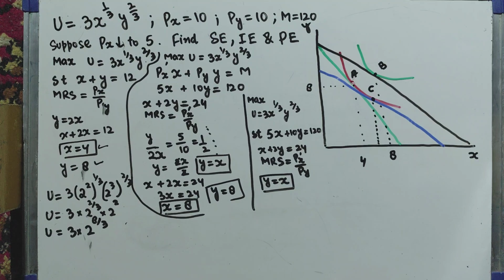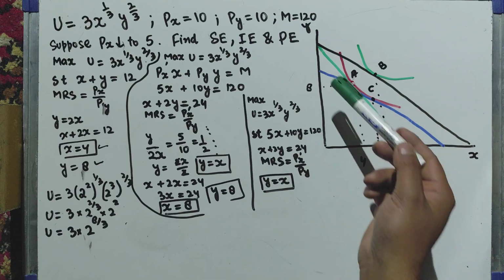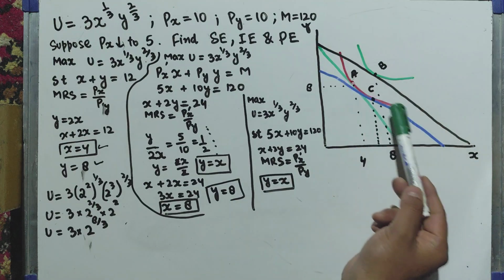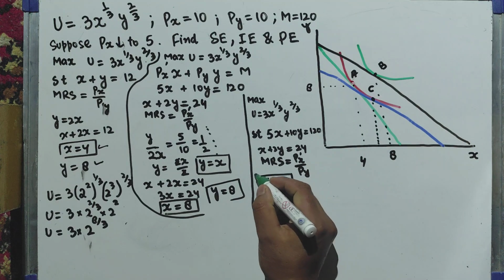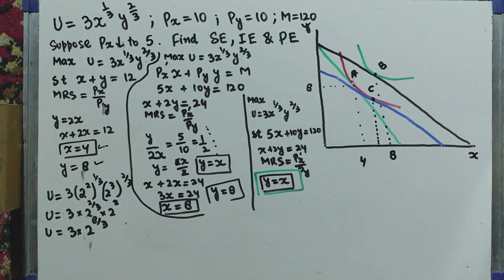So to find out the quantity demanded due to the substitution effect, what we are doing here, we are holding the utility constant, okay, and we solve for this budget line. So since we again got y is equal to x, now what will we do?